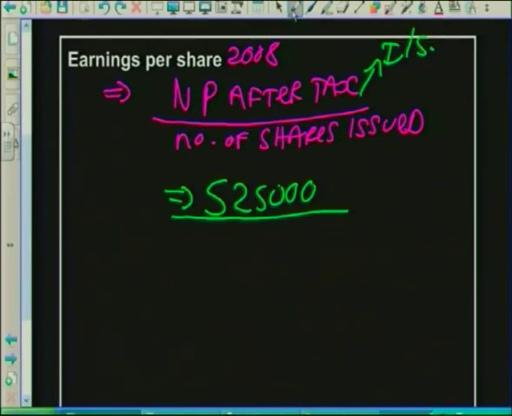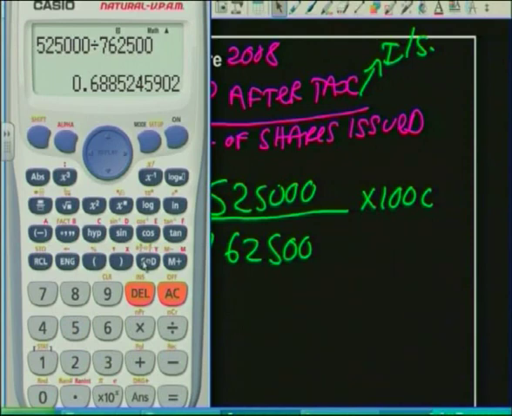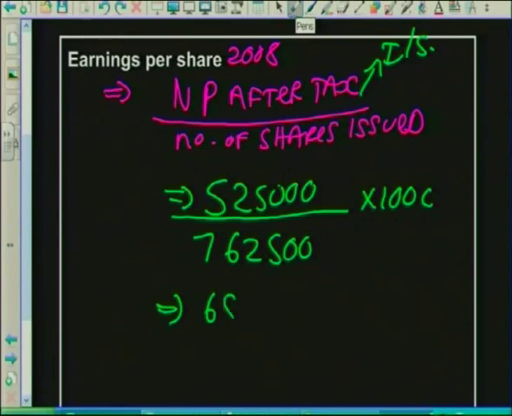Number of shares issued, 762,500, and again I want my answer in cents, so I'm going to times this by 100 cents. Okay, let's get those calculators out. So we've got 525,000 divided by your number of shares, which is 762,500. Okay, and we're now going to times this by 100 so that our answer can be in cents. And that gives us 68.9 cents. So let's fill that in. Okay, 68.9 cents. Okay, right. Let's move on, guys.